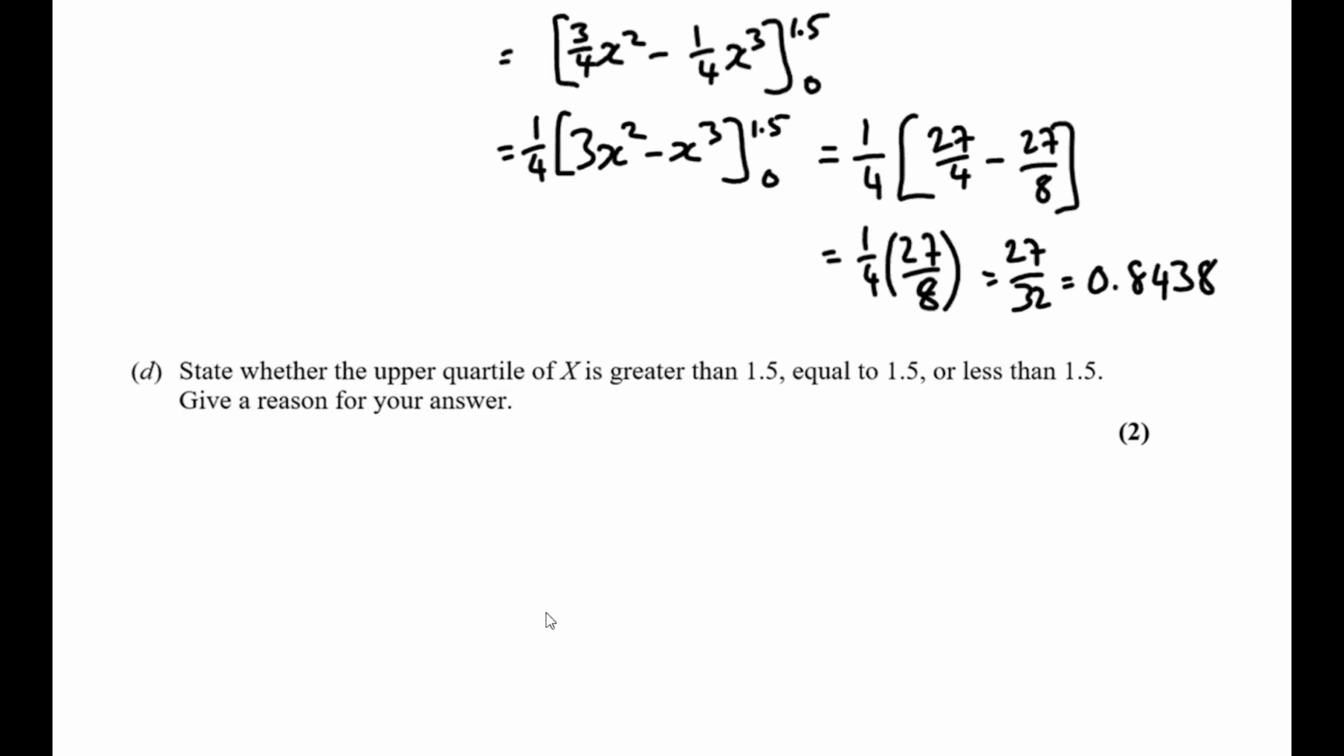Okay, so lastly, we're asked to state whether the upper quartile of x is greater than 1.5, equal to 1.5, or less than 1.5, giving a reason for our answer. Well, in my head, I've got a diagram, and whatever the distribution looks like, I know that the probability below 1.5 is 0.8438. The probability below the upper quartile needed to be 0.75. So I'll assume it would have been somewhere around about here, meaning that the upper quartile is going to be lower than 1.5.